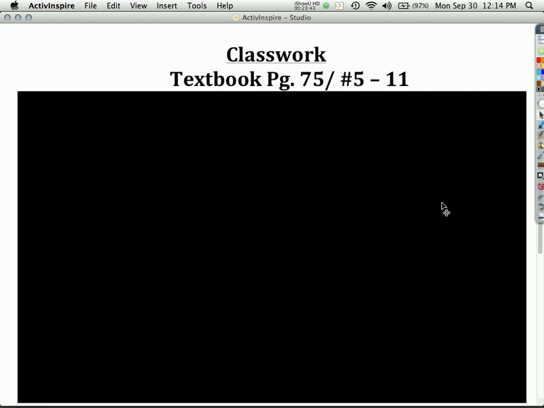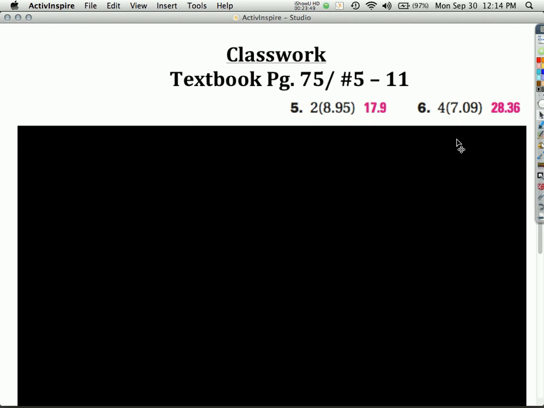All right, pick up your colored pens and let's see how we're doing now. Number 5 and 6 were pretty challenging. Number 5 is 17.9 and number 6 is 28.36. That's the same thing. Yeah, if you have a 0 here or a 0 here, you can add as many zeros as you want on the end and that doesn't change the value. Very good question.